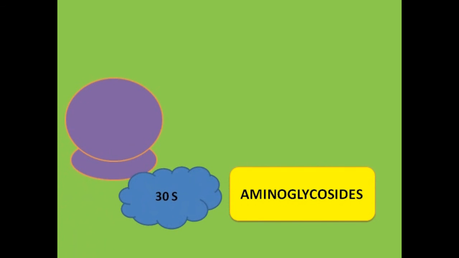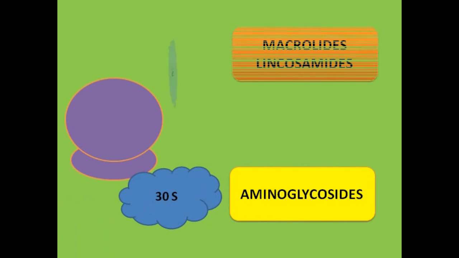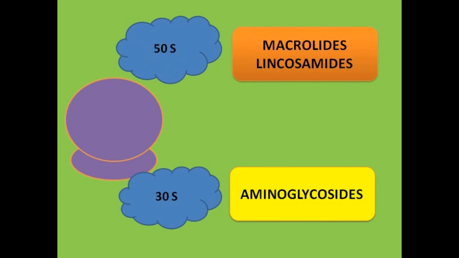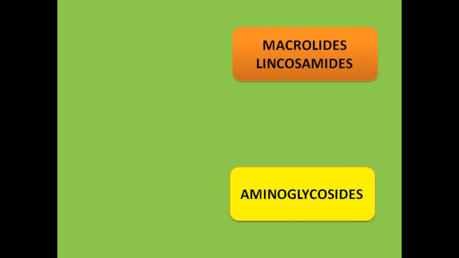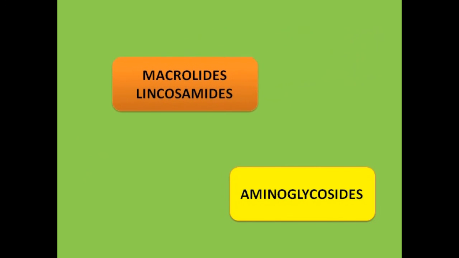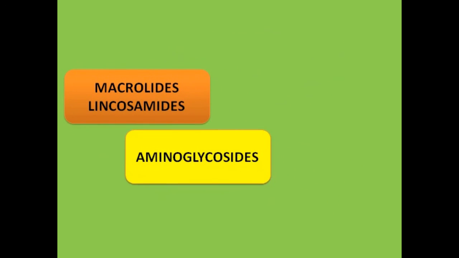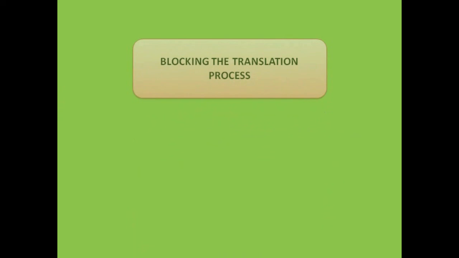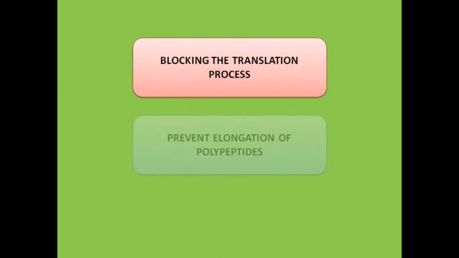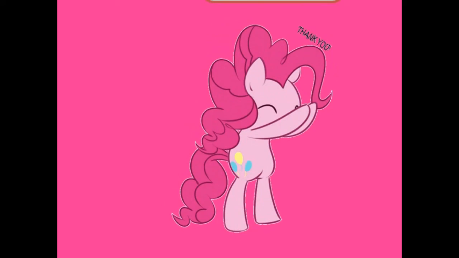In conclusion, aminoglycoside inhibits the 30S ribosome subunit, whereas both macrolide and lincosamide act on the 50S ribosome subunit. The three of them share similarities by blocking the translation process and preventing the elongation of the polypeptide chain. So, do you have a clearer vision of protein synthesis inhibitors now?